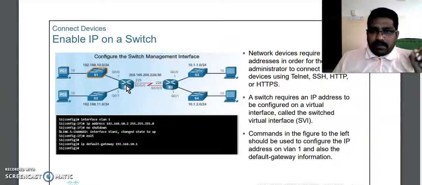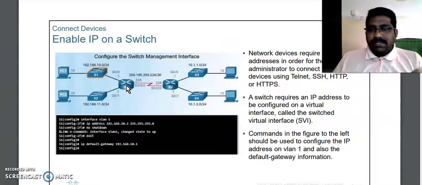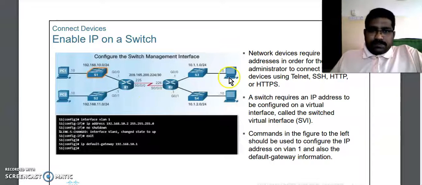So you have to find out the IP address of the interface G0/0, router 1 G0/0, that is 192.168.10.1. So you have to configure this address as the default gateway address in the switch. To do that, the command is ip default-gateway 192.168.10.1.